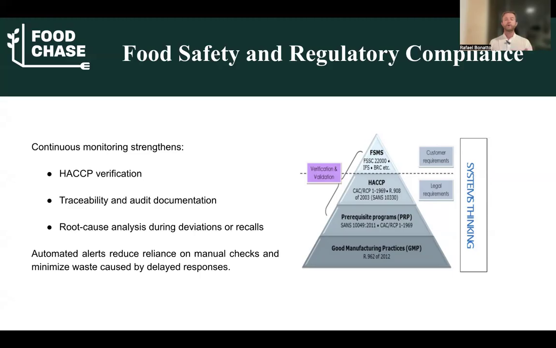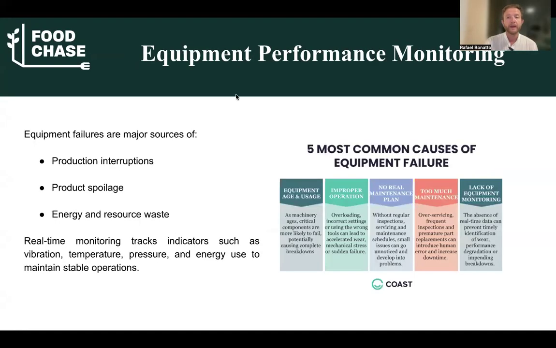Okay? Automated alarms reduce reliance on manual checks. Remember, manual checks are performed by humans. Sometimes we are tired. Sometimes something happens with the human, with the worker, with labor. He's not properly trained, or maybe he's tired. And this results in some mismanagement. Automated alerts reduce reliance on manual checks and minimize waste caused by delayed responses. Machinery tends to give real-time responses, which helps a lot in taking the right decision, okay?